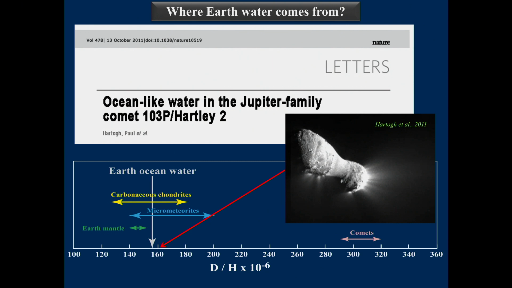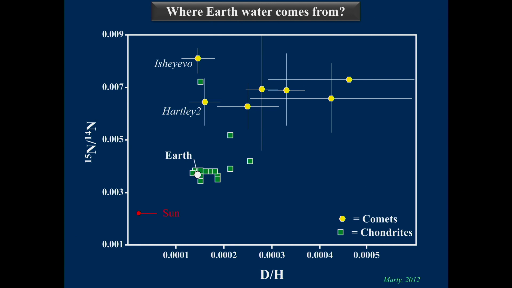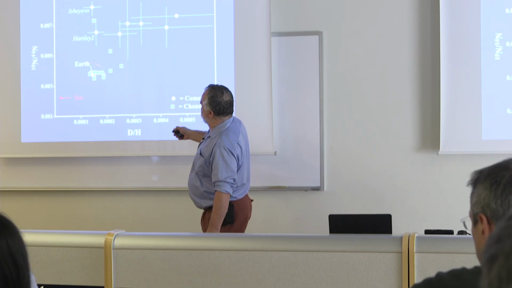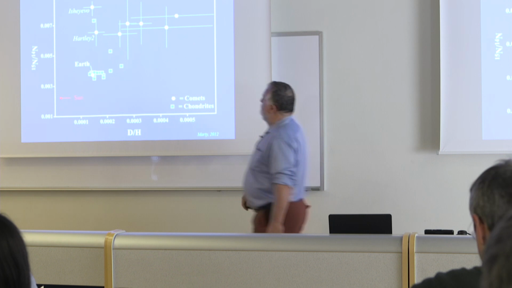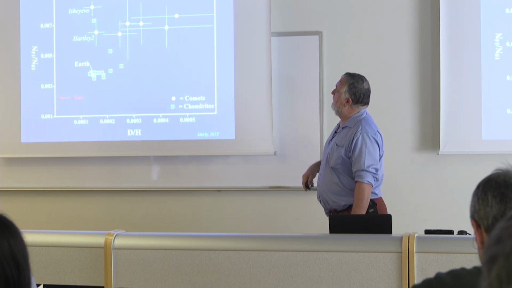This is more or less true, because if we look at deuterium and hydrogen ratio, this is okay, but if we look here at the D/H ratio versus nitrogen isotopes, this is not really true, because here Earth is here and Hartley 2 falls somewhere here. So this is consistent with the hydrogen isotopes, but not consistent with the nitrogen isotopes. While chondrite remain consistent for both hydrogen and nitrogen isotopes.